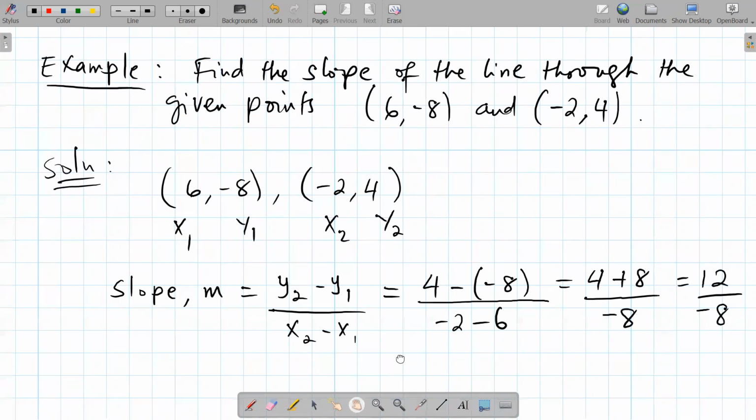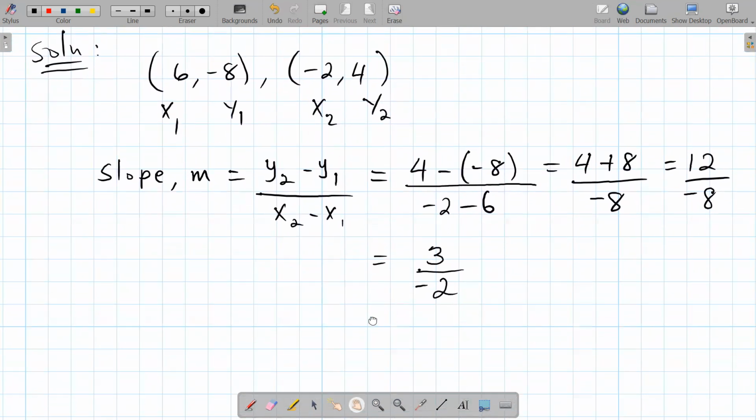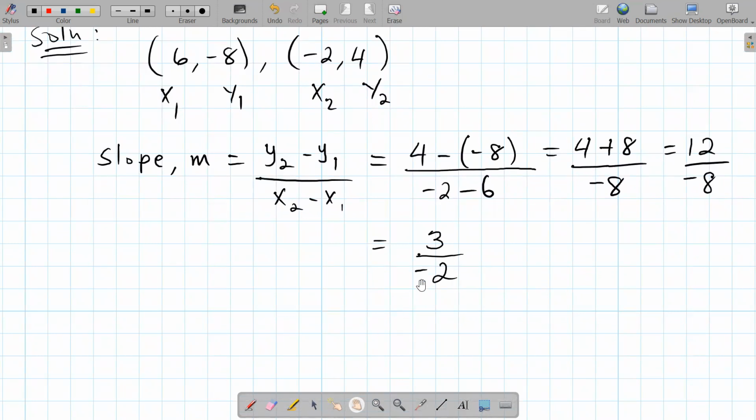You should be able to simplify. 4 goes into 12 3 times. It goes into -8, -2. Now, this is what you have. But note that because it's a fraction, this negative is not only affecting the 2, it's affecting the whole fraction. So it will be good for you to put the negative in the middle, like that, and that will be your slope.